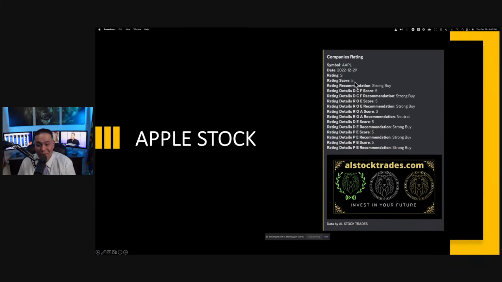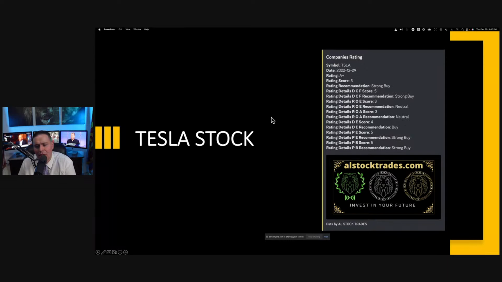They have a rating score 5. They have a strong buy in general for the rating recommendation. DCF score is a strong buy, neutral, strong buy. It's great. It's Apple. Okay. Now let's look at Tesla. Tesla, A+. Again, super is higher, right? We got a strong buy. We got a neutral on the return on equity, neutral on the return on assets, but overall strong buy, right? We got a buy here, and you could see the recommendations.